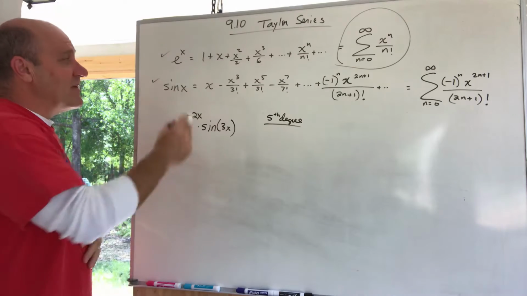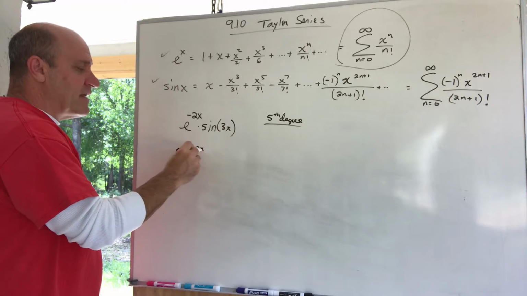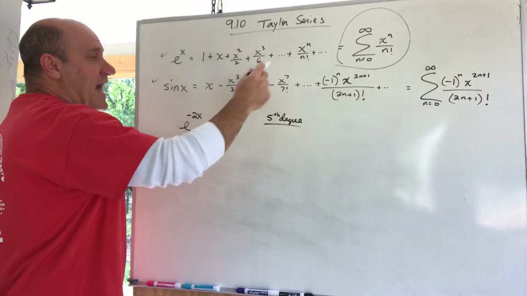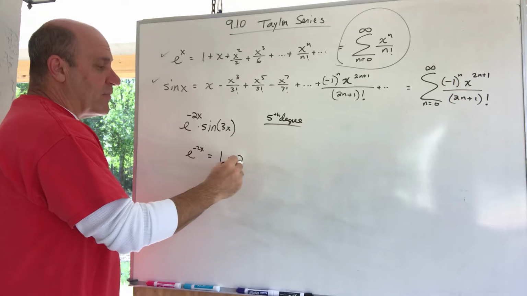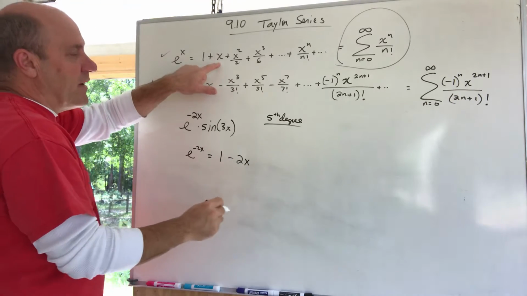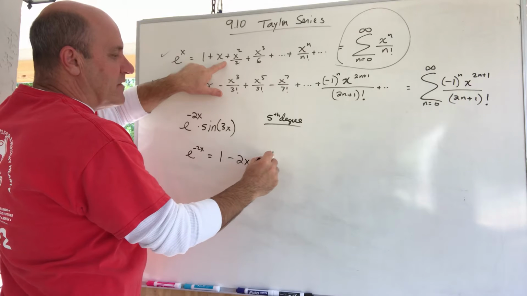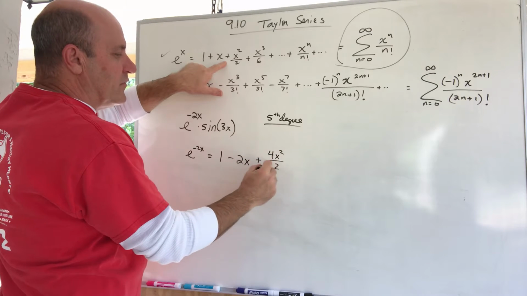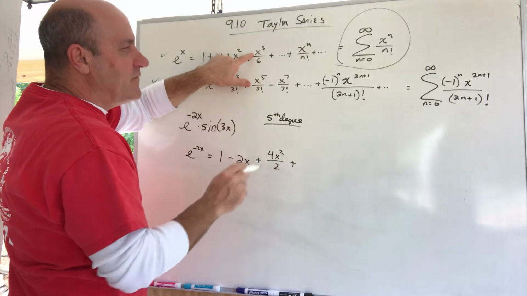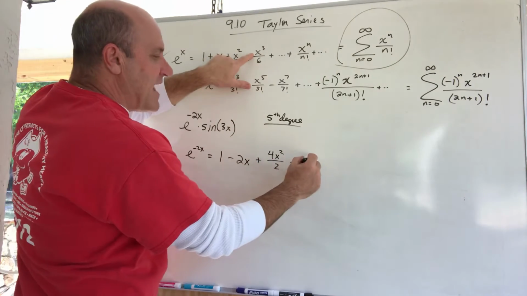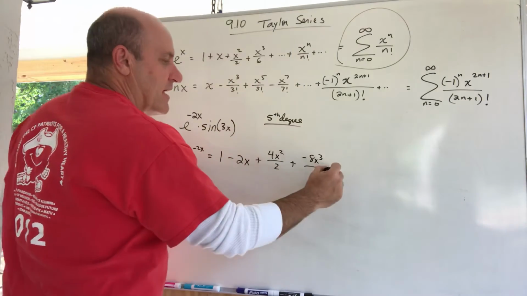So if I have an e to the x, can you get e to the negative 2x? I think you can. e to the negative 2x would be this guy with the x's replaced with a negative 2x. I'm going to do that. Replacing that x with a negative 2x, that's 4x squared over 2. I might simplify that. Replacing this x with a negative 2x and cubing it would be negative 8x cubed over 6. I'm going to keep going.